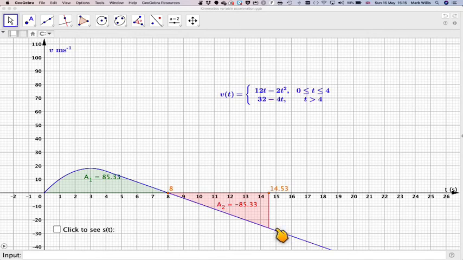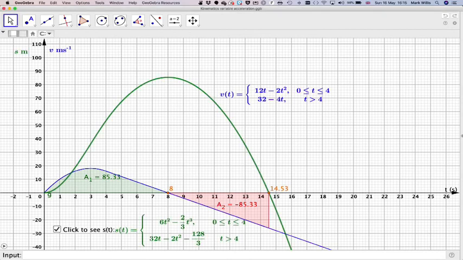After this point, the particle will move in this direction. It will move in the negative direction. We can have a look at the displacement function. There is the displacement function. That's how it behaves differently. And here we have the velocity function.